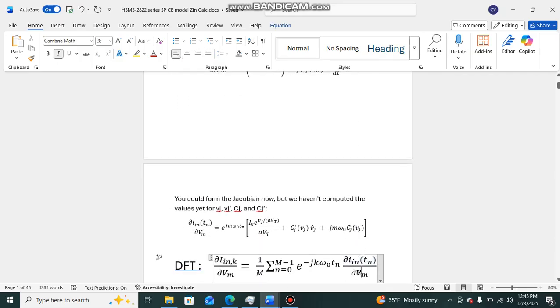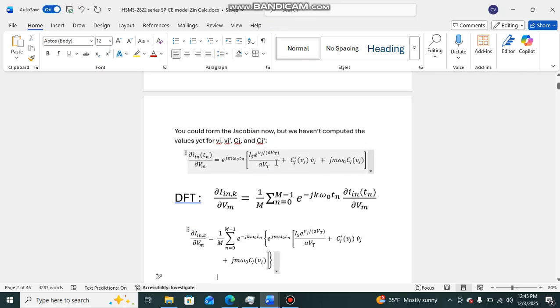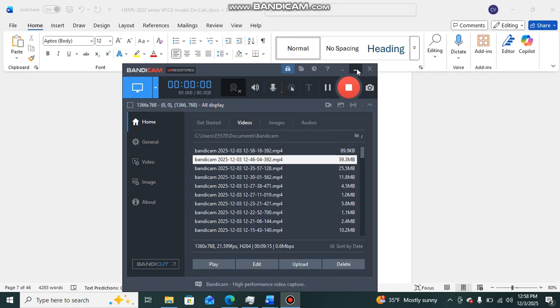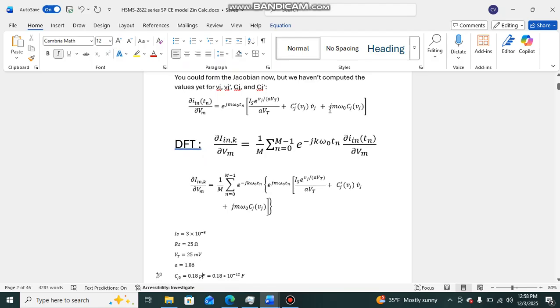So let's keep on going down. Here I'm going to skip this part, but you can read it if you want. We could form the Jacobian now, but we haven't computed the values yet for Vj, Vj prime, Cj, or Cj prime. So I'm going to skip this part for now.